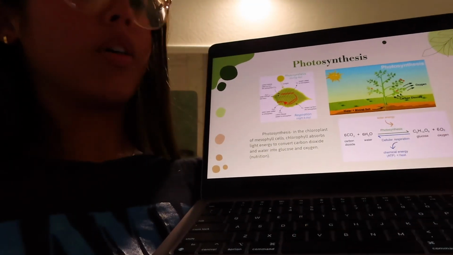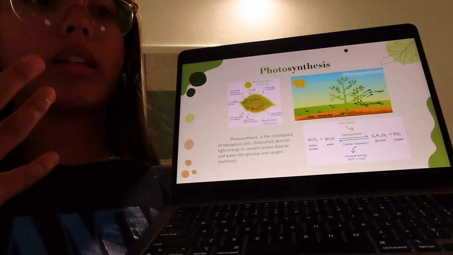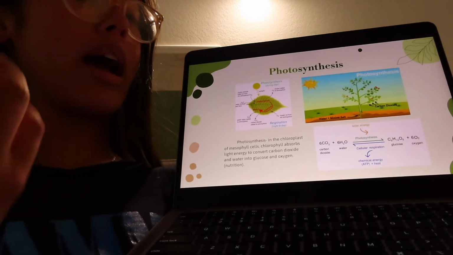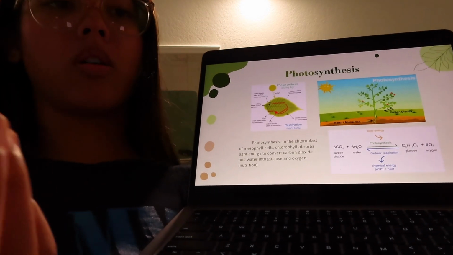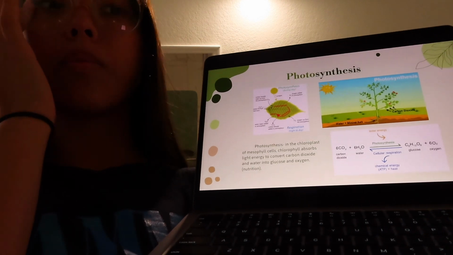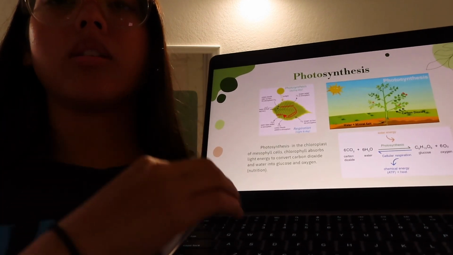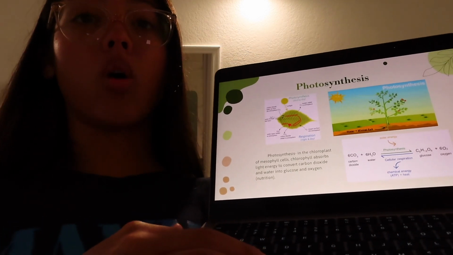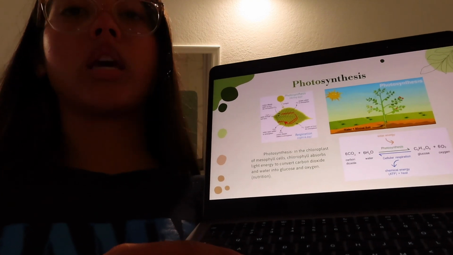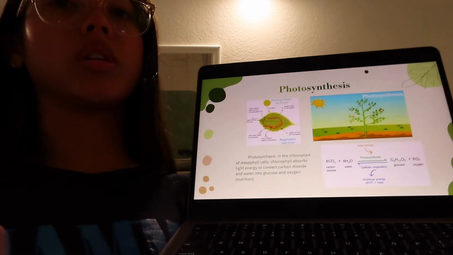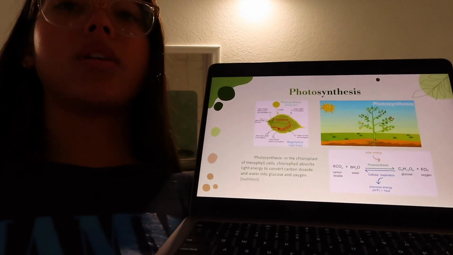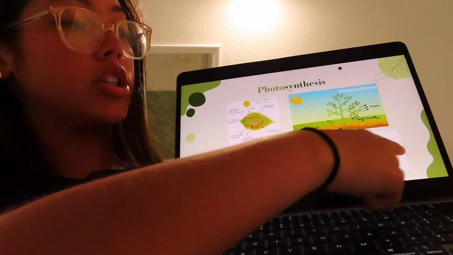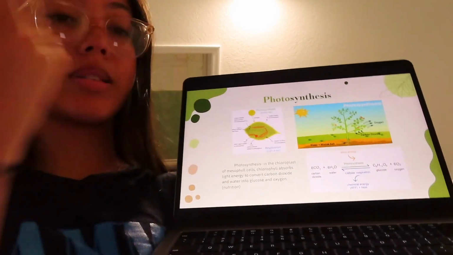Slide 4 is photosynthesis. Once the leaf finally develops, the plant begins to photosynthesize, and this is a biochemical reaction that sustains almost all of the life on Earth. In the chloroplast of the mesophyll cells, the chlorophyll absorbs the light energy and converts carbon dioxide and water into glucose and oxygen. The plants use the glucose as a nutrient, and the oxygen is a byproduct. And this is the equation of photosynthesis that represents it.